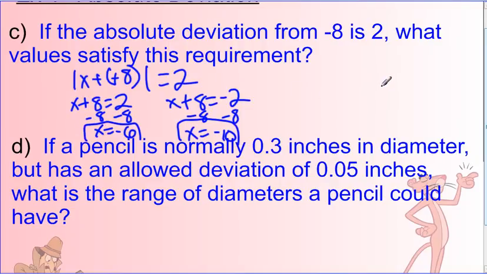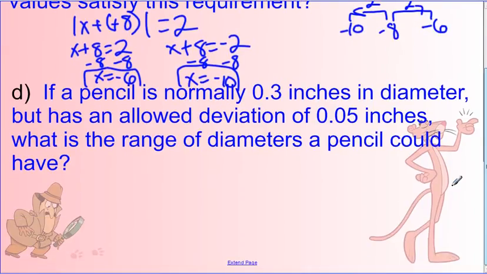Well, think about it. If you have negative 8 here in the middle, you go 2 this way and 2 that way. 2 bigger than negative 8 is negative 6. 2 smaller than negative 8 is negative 10. Those are the answers we got. So those are the numbers exactly 2 units away from this given number, this middle number.